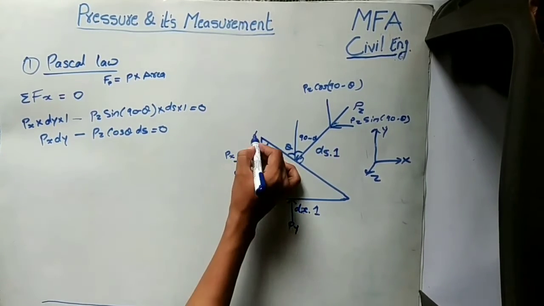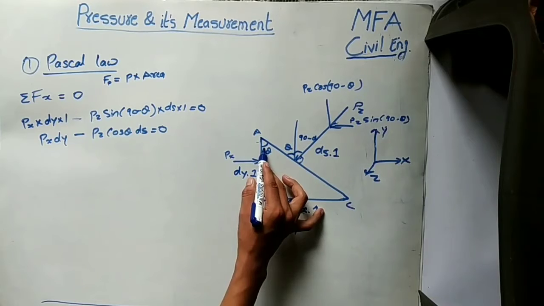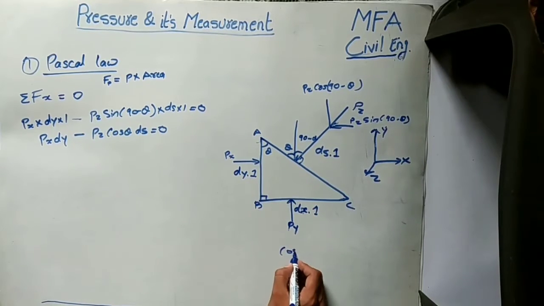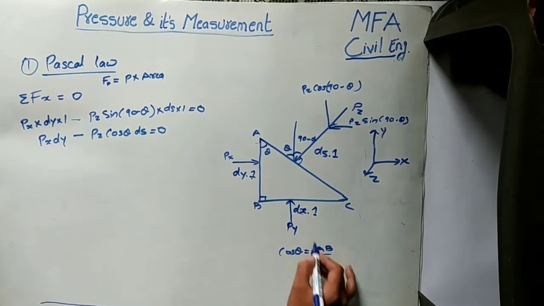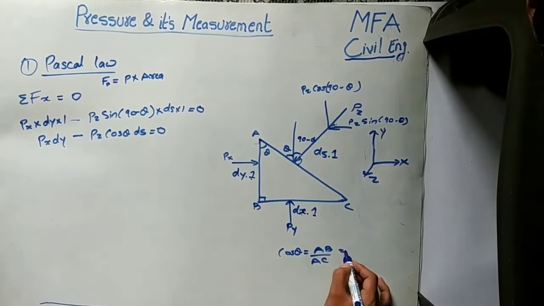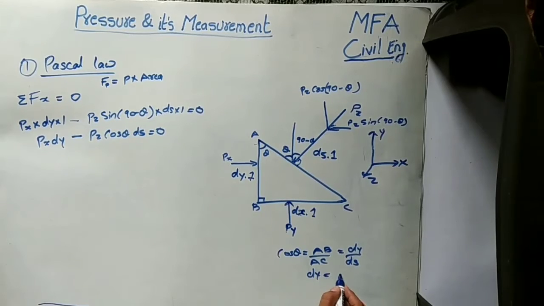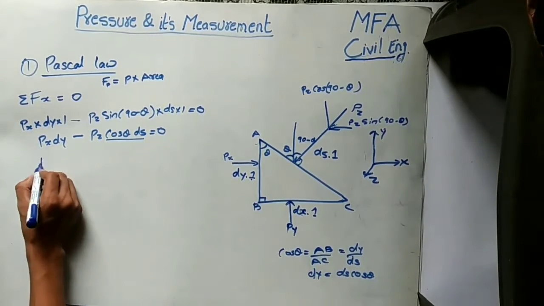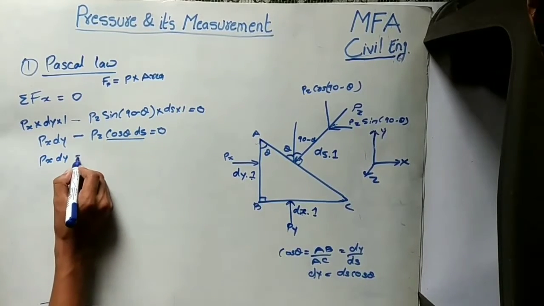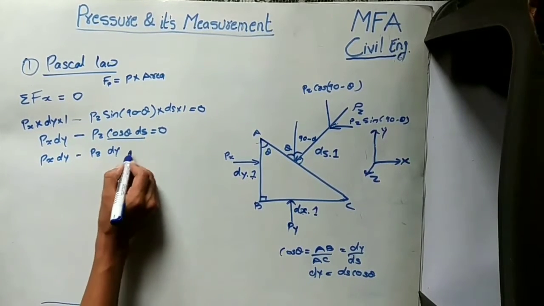Now in this triangle, suppose the naming is A, B and C. Cos theta is equal to adjacent upon hypotenuse. Adjacent is AB upon hypotenuse AC. The value of AB is dy upon ds, since dy is equal to ds into cos theta. Now replace the value of ds cos theta with dy. Now Px into dy minus Pz into dy is equal to 0.